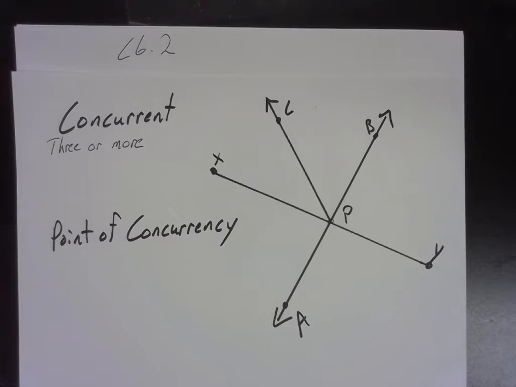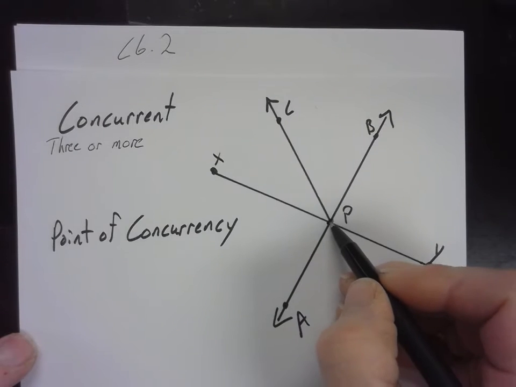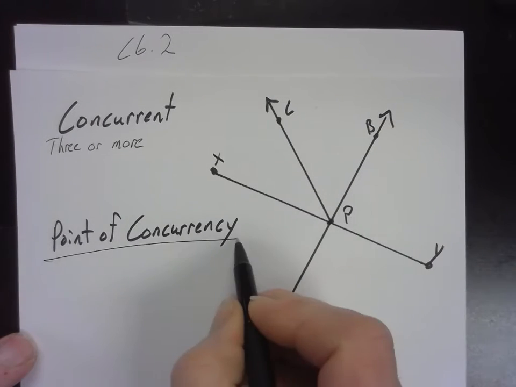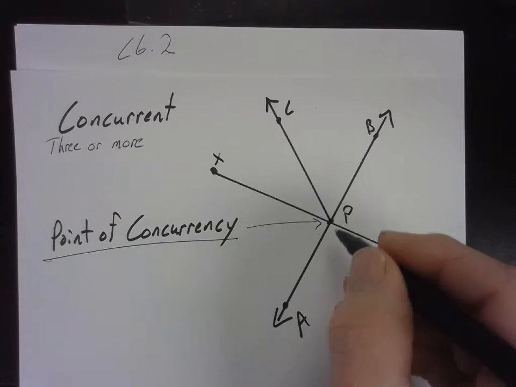Three or more points, lines, or, sorry, rays. So I drew a line, I drew a segment, I drew a ray, and they all intersect at this single point, which is called the point of concurrency. For most of our purposes in this class, we're going to be looking at where lines intersect, but it really doesn't matter if they're lines, segments, rays. As long as there's 3 or more and they intersect at a single point, they're called concurrent, and that point is called the point of concurrency.